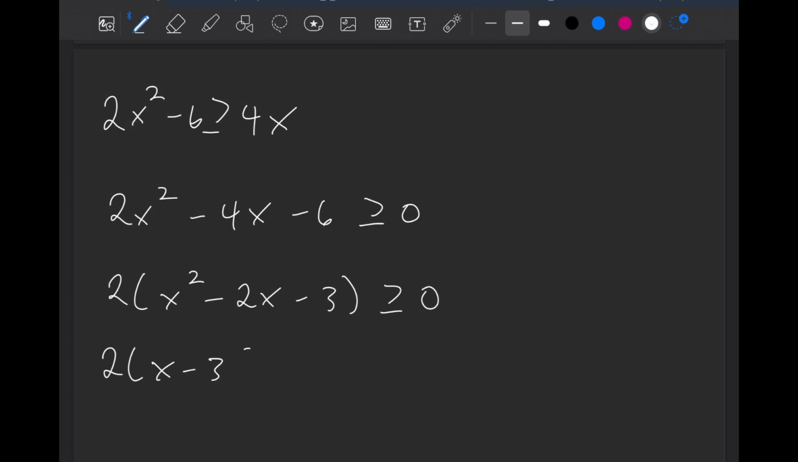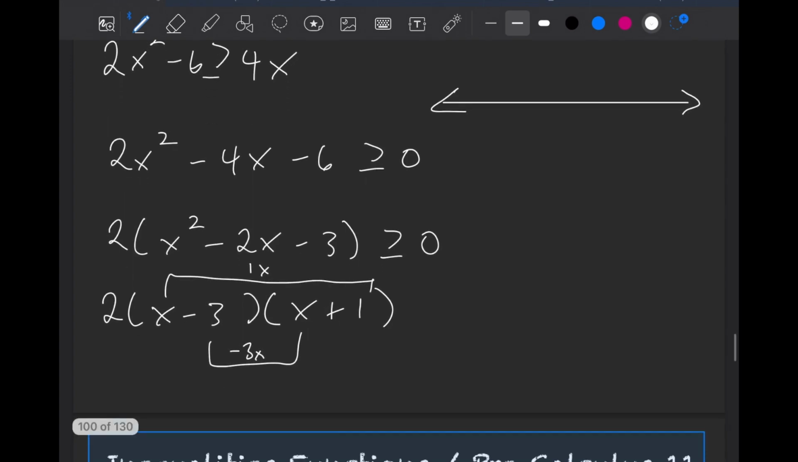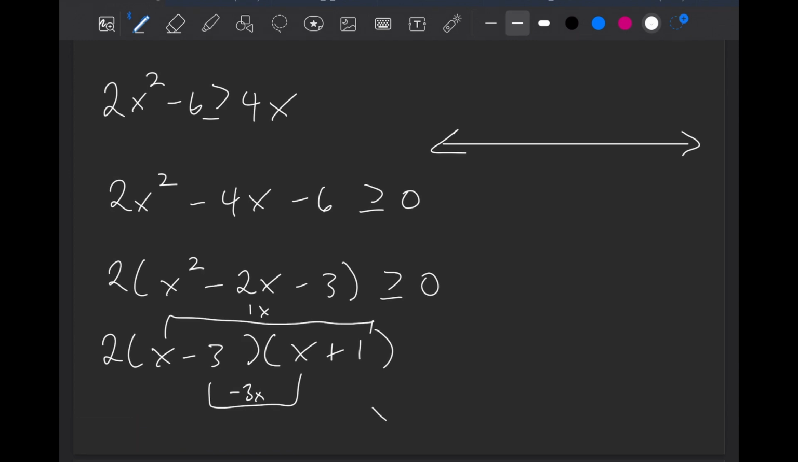So x minus 3, and then x plus 1, because then you do the outermost times the outermost, you'll get 1x. You do innermost times the innermost, you'll get minus 3x. If you add them together and you get the middle term, you'll realize that it's correct. And then let's make a number line. This tells us that the critical points are when x is equal to 3 and at minus 1. So I'm going to put minus 1 and 3, and then I'm going to test around it.